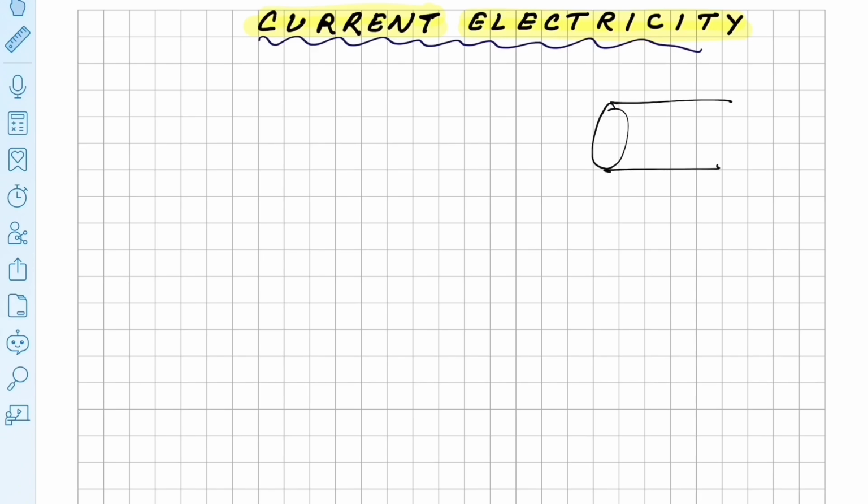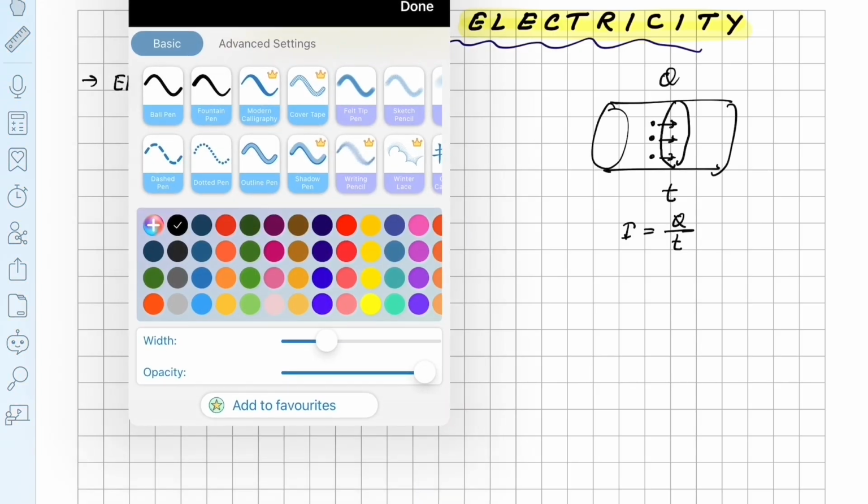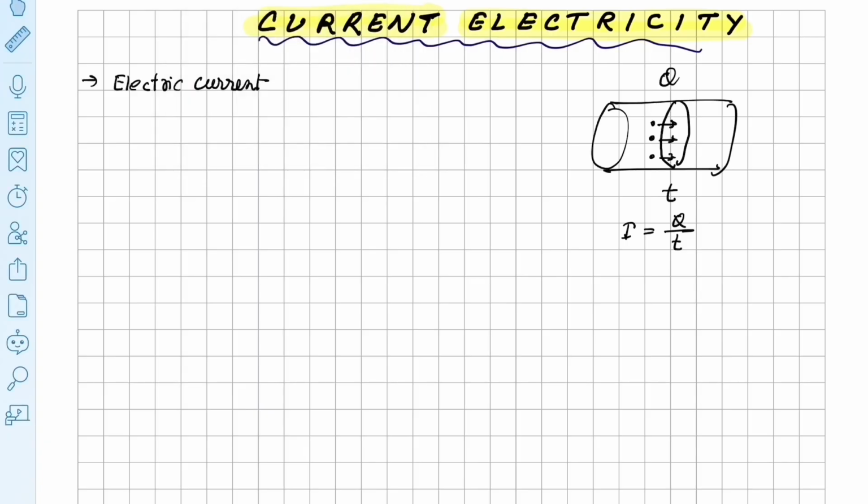This is the conductor, and let us consider a cross section of this conductor. Suppose the amount of charge passing through this conductor is q in time t. Then the current in this conductor is given by I is equal to q by t. Let me write the definition of electric current. So how do we define electric current?